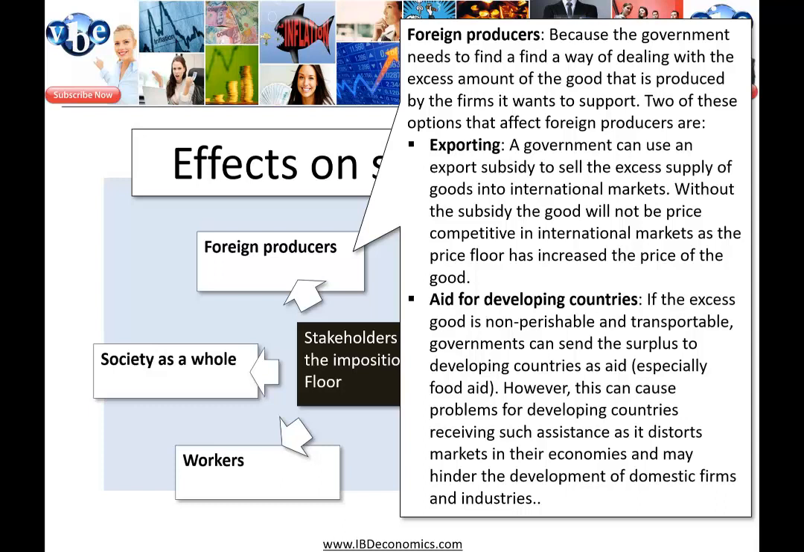And foreign producers: because the government needs to find a way of dealing with the excess amount of the good that is produced by the firms it wants to support, there are a couple of options, and both of these affect foreign producers. Exporting: the government can use an export subsidy to sell the excess supply of goods into international markets. Without that subsidy, the good will not be price competitive in international markets as the price floor has increased the price of the good. Or it can be used for aid for developing countries. If the excess good is non-perishable and you can transport it, governments can send a surplus to developing countries as aid, especially food aid.